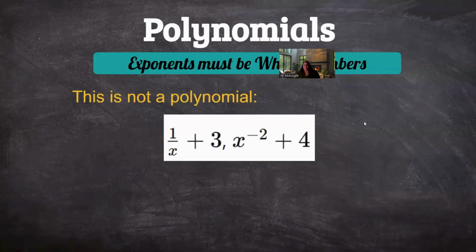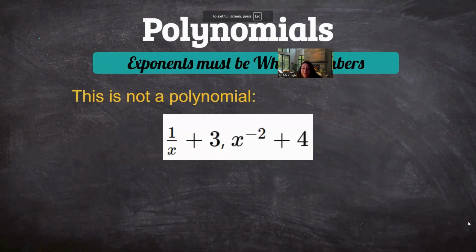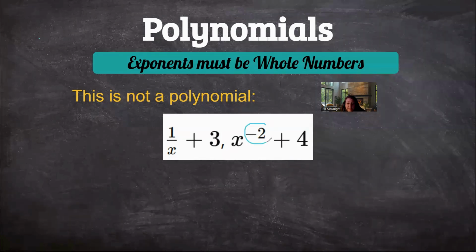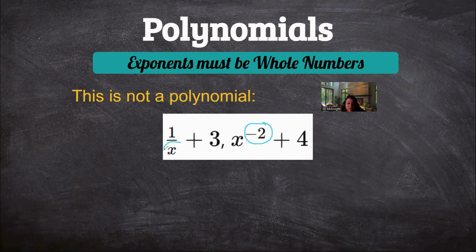This is not a polynomial. The reason why this is not a polynomial is because it has exponents that are negative. So you see the x to the negative 2, this makes it not a polynomial because that's going to bring it down to the bottom. This is also a reason why it's not a polynomial because that's x to the negative 1. It's on the bottom of a fraction. So if you see anything that looks like that, it is not a polynomial.